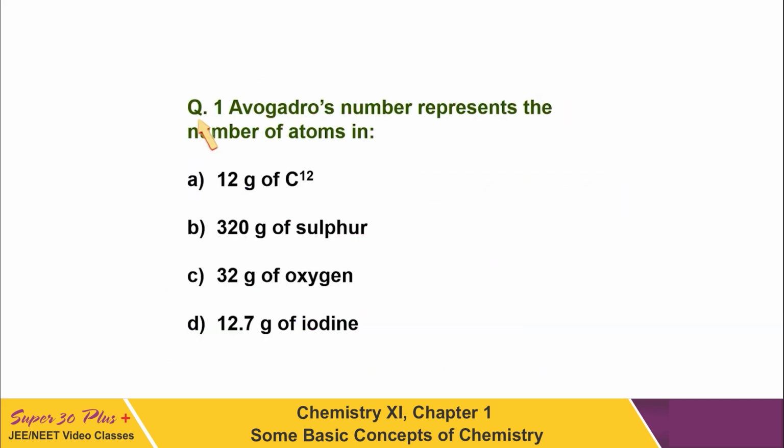Here is one question for you, students. 1 Avogadro's number represents the number of atoms in what? In 12 gram of carbon, 320 gram of sulfur, 32 gram of oxygen, or 12.7 gram of iodine. Avogadro's number is exactly the same number which is present in 12 gram of carbon-12. So the answer to this question will be option number 1.